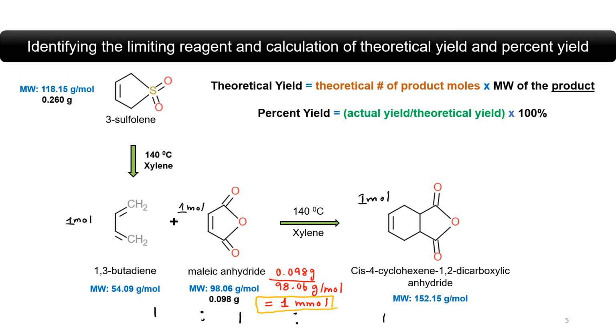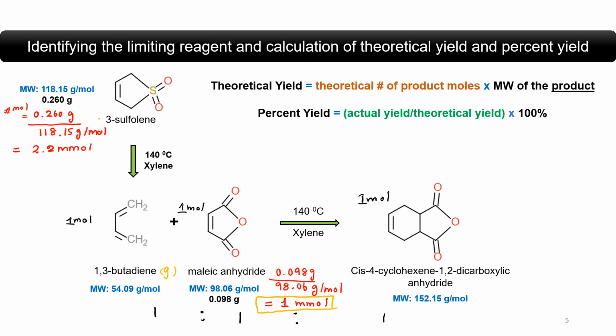Now we couldn't measure 1,3-butadiene again, remember, because it was a gas. Instead, what we measured is 3-sulfolane. Now let's assume we measured 0.260 grams of 3-sulfolane. If we calculate the number of moles for that, divide 260 by its molecular weight, and it comes to around 2.2 millimoles.